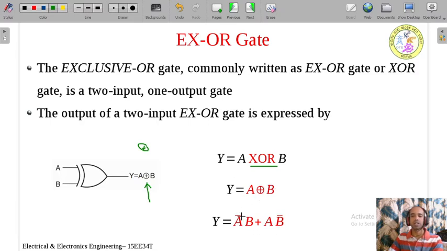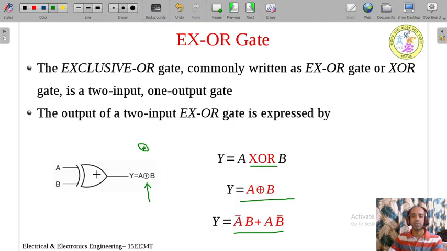a b bar. You can observe here, one of them has to be complemented, and the other has to be complemented, then you have to do the OR operation. Write a b, a b; for a you take the bar once, for b you take the bar once. This is how you can remember this XOR operation. So y is equal to a bar b plus a b bar. This is the XOR operation, or I can simply write a XOR with b.